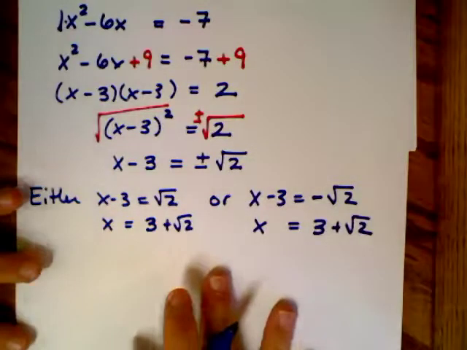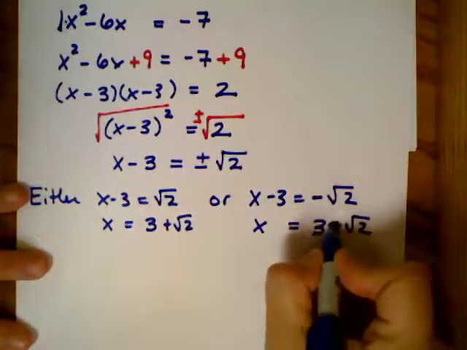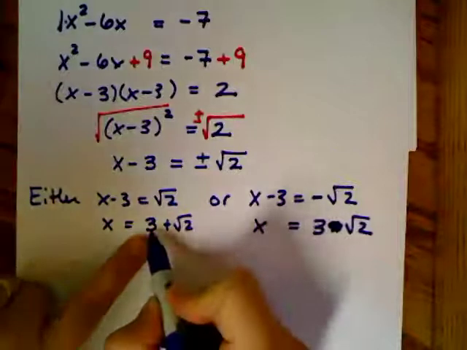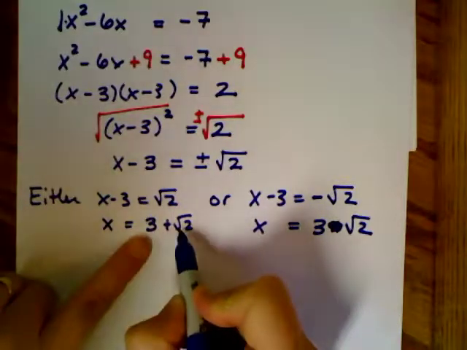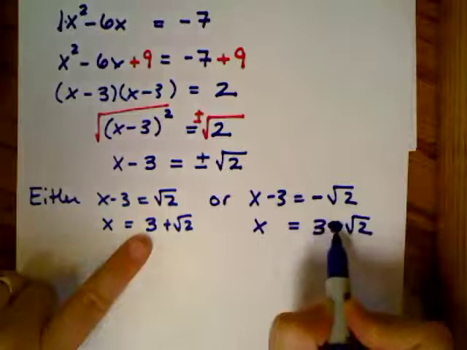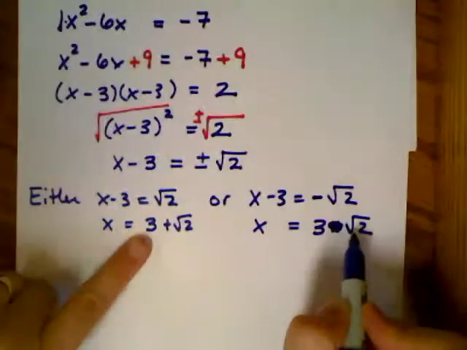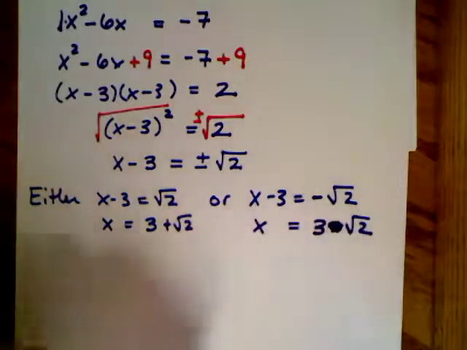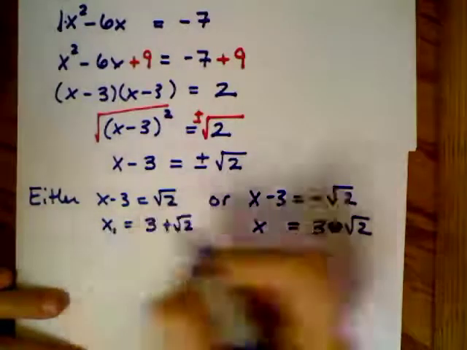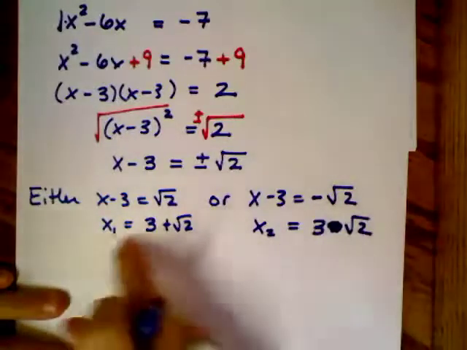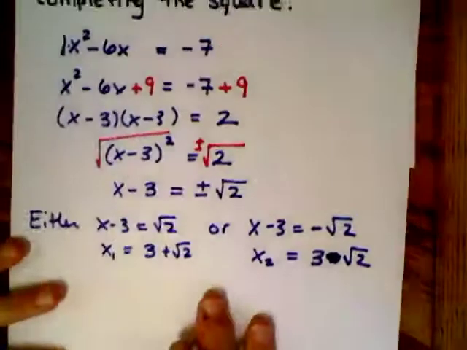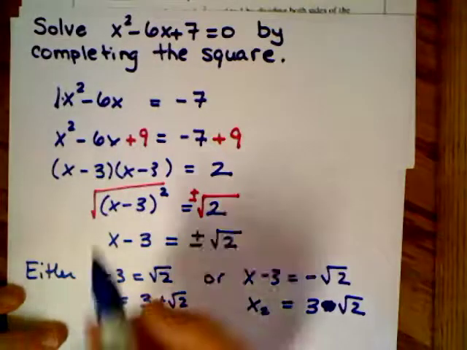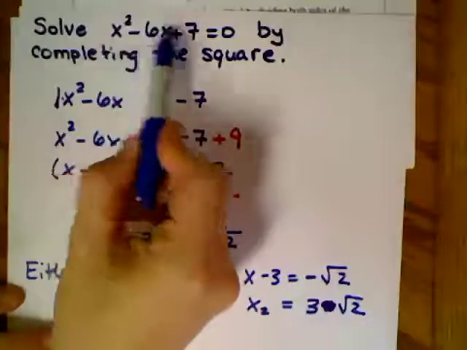Two irrational, oops, excuse me, that's a minus. Two irrational solutions. This is 3 plus about 1.4, and this is 3 minus about 1.4. We could find the decimal equivalents, but I think we'll stop there. And maybe label these x1 and x2, as you can also interpret those solutions as the x-intercepts of the function on the left-hand side.